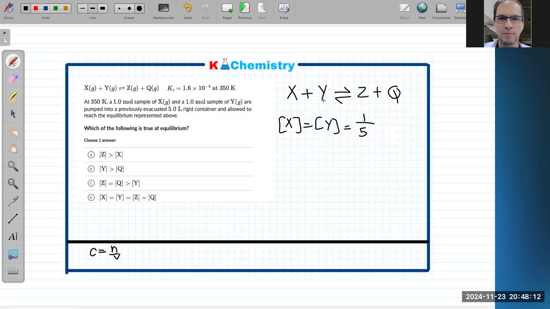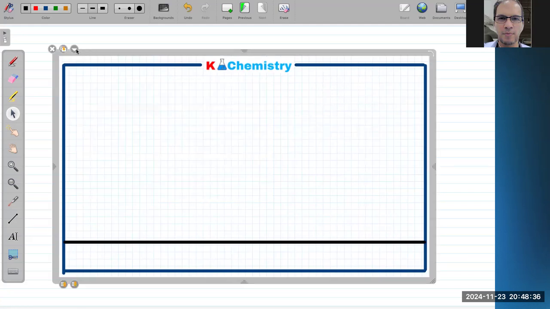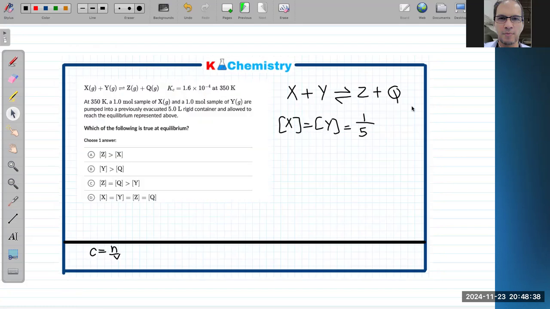Now, what about Z and Q? Pumped into a previously evacuated 5 liters. What about Z and Q? What is the number of moles? I don't know what is the amount decreased from here, and I don't know what is the amount decreased from here, but let me tell you something, Yazid. If you lost one from here and one from here, how much do you get in the Z and Q?